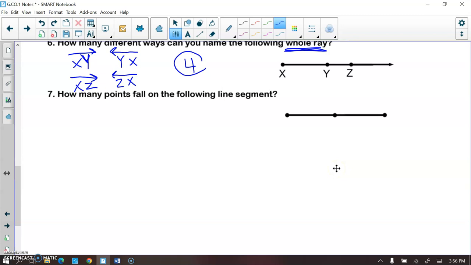How many points fall in the following line segment? While you may think it's 3, this actually is a trick question. While there's 3 points that we can physically see and that are drawn on the line segment, there are an infinite number of points on that line segment.